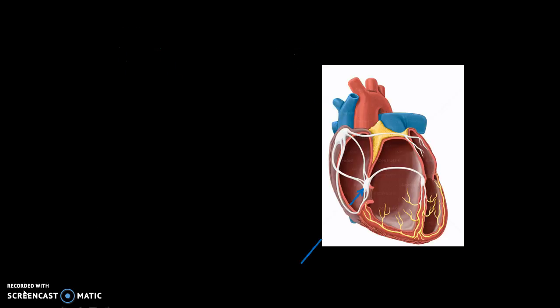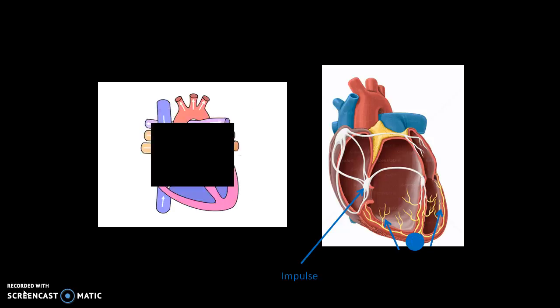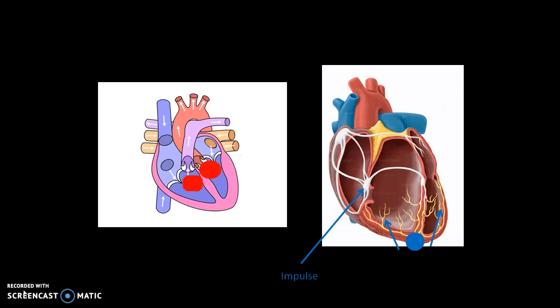The impulse then arrives at the AV node, which travels down the bundle of His and then spreads up through the Purkinje fibers, which forces the blood through the aortic and pulmonary valves into the systemic and pulmonary systems.